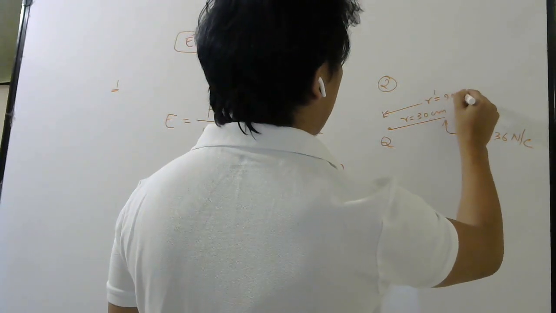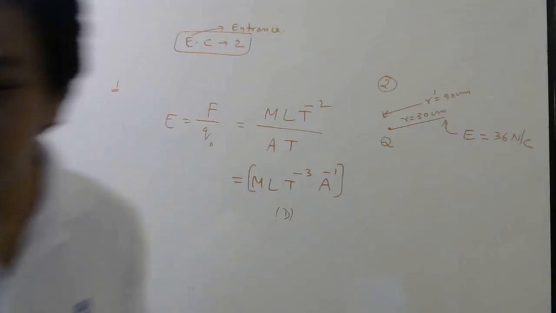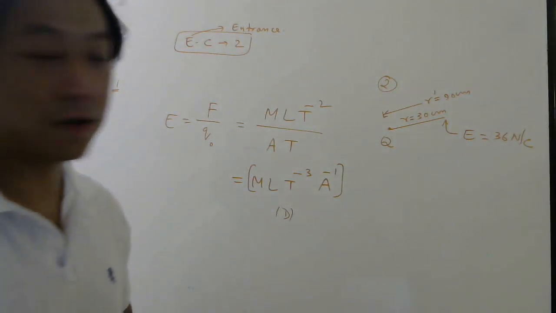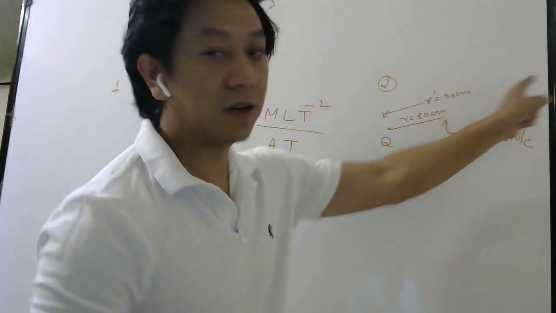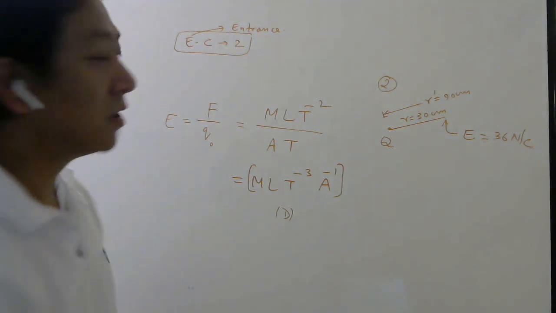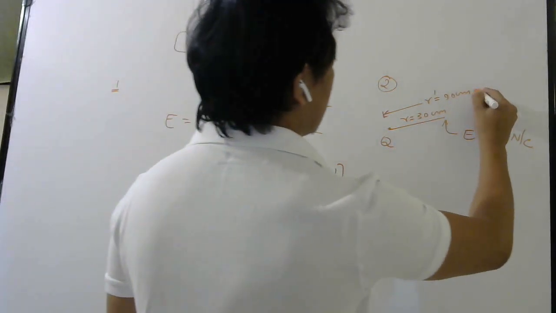R dash is 90 centimeter. 90 meter or centimeter? So please convert this meter into centimeter. You can't give this in centimeter and the other one in meter. Okay, the question will not make too much sense. So if this is in centimeter, this is 90 centimeter.